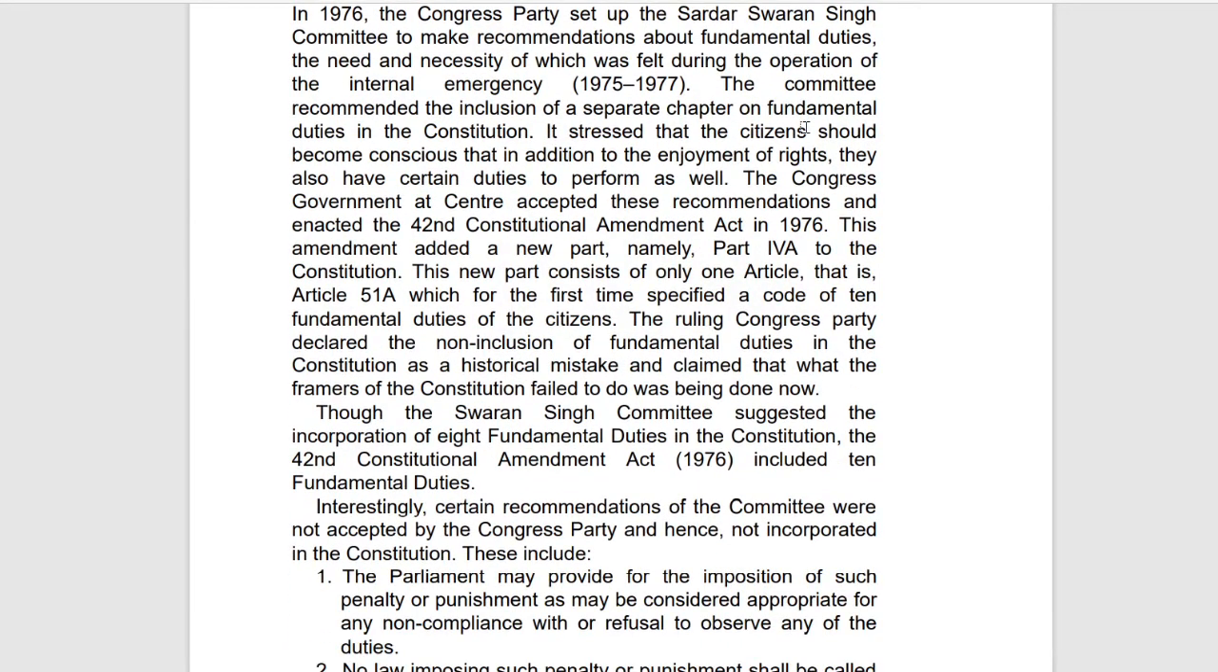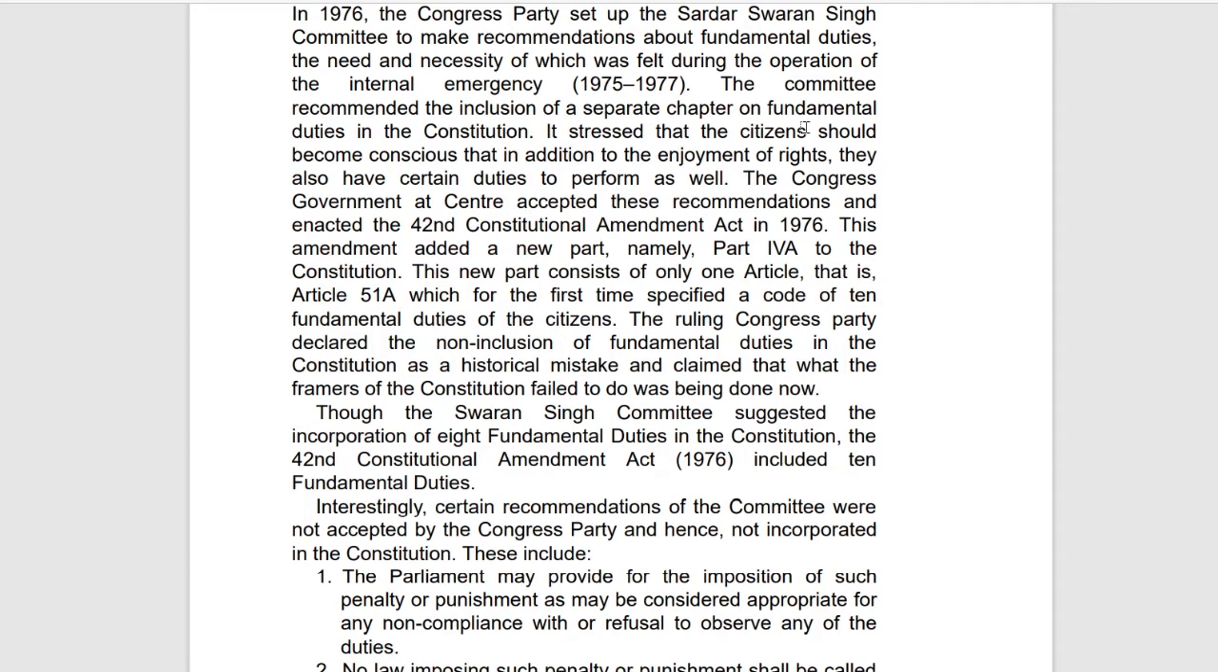So it says, in 1976, the Congress party set up the Swaran Singh Committee to make recommendations about fundamental duties, the need and necessity of which was felt during the operation of the internal emergency. The committee recommended the inclusion of a separate chapter on fundamental duties in the Constitution. It is stressed that citizens should become conscious that in addition to the enjoyment of rights, they also have certain duties to perform as well.